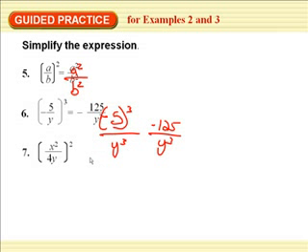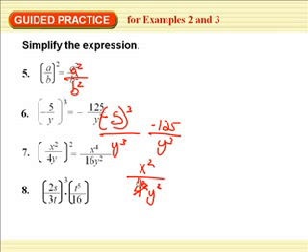This one's going to be x squared over 4 squared y squared. That's going to be 16. x squared over 16 y squared. Now here's where it's going to get fun. All right, so on this one we raise everything to the third power.